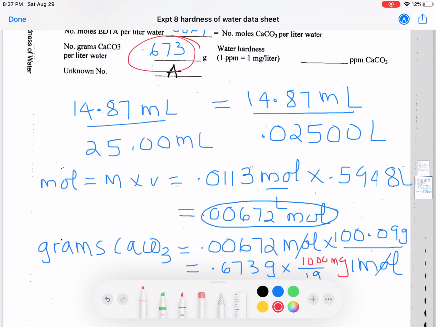That would be the calcium carbonate parts per million. You guys can do that. I'm not going to give you that answer. Okay, so it would be 673 milligrams per liter, which is the hardness of water. So that's how you would do the calculations.